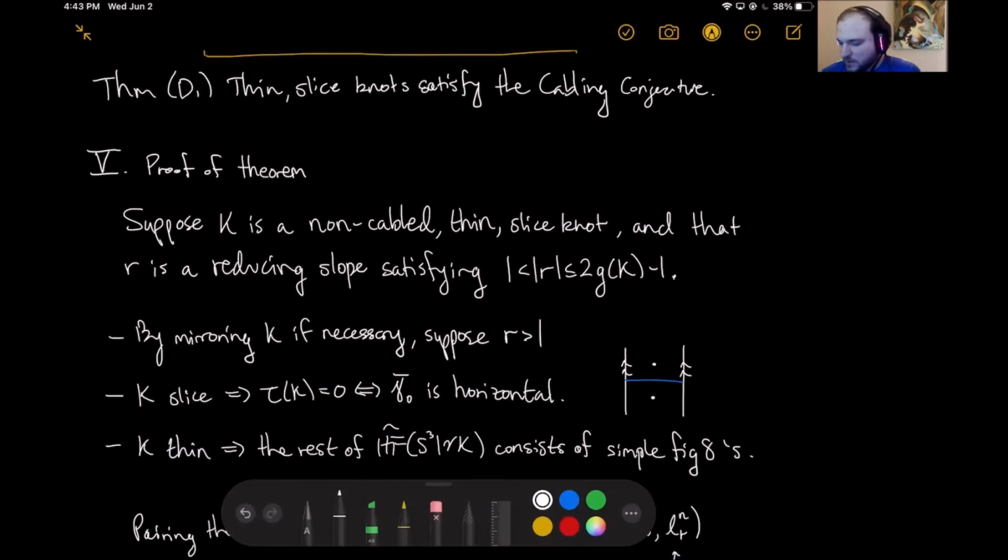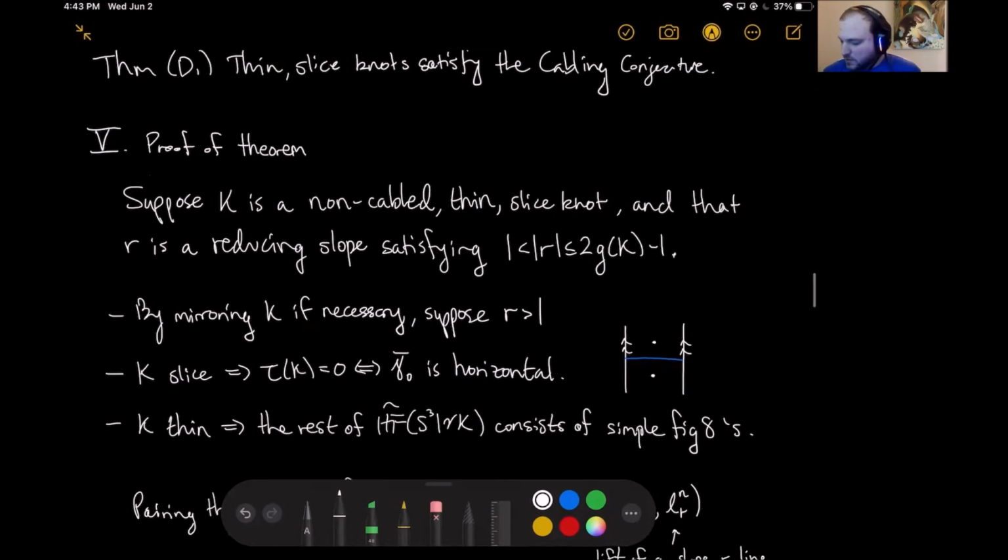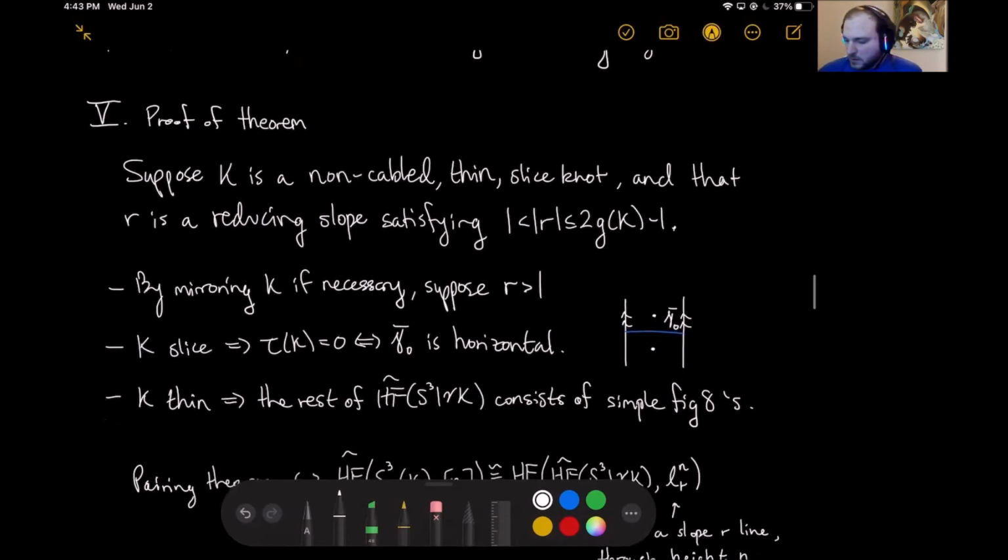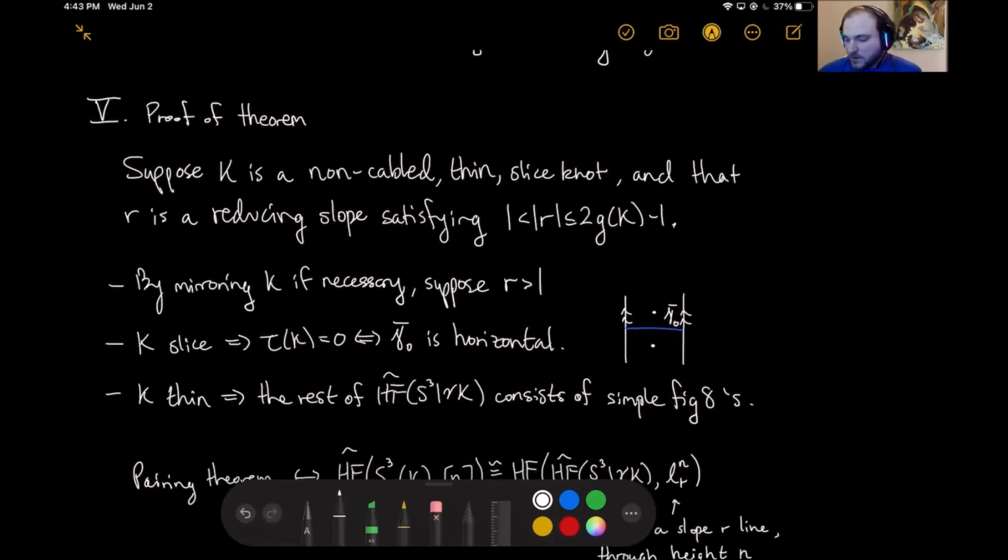Mentioned earlier that if a knot is slice, since tau is a concordance invariant, then we know that tau is 0. And in the HRW algorithm to go from the full knot Floer complex to the immersed curve invariant, this tells you that the essential component here, gamma 0 bar, is just purely horizontal. And then because the knot is thin, the rest of the curve invariant is just simple figure eights between adjacent base points.